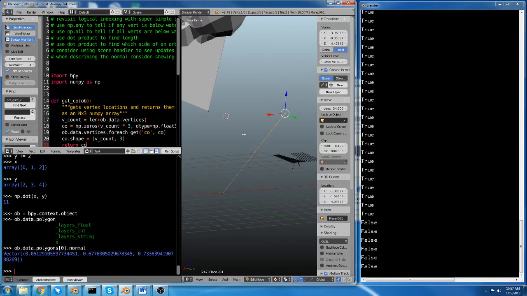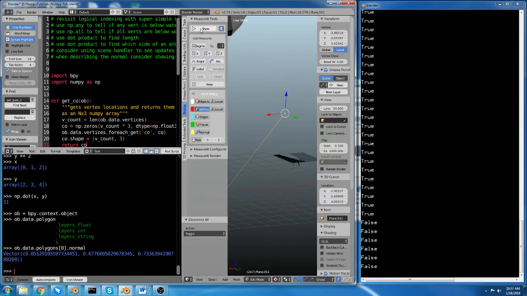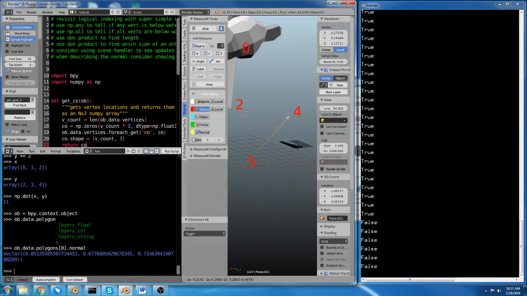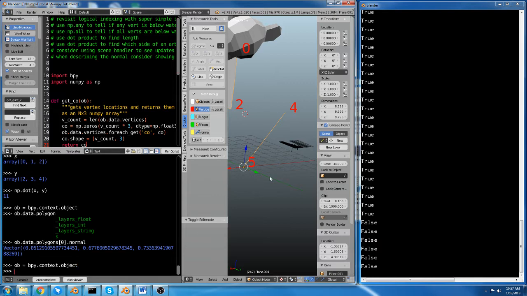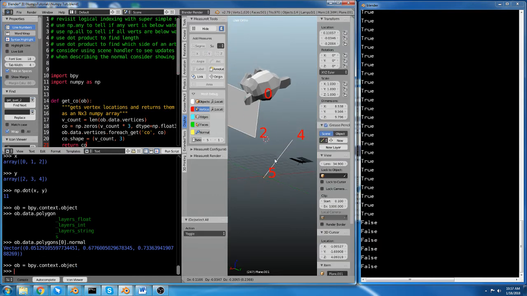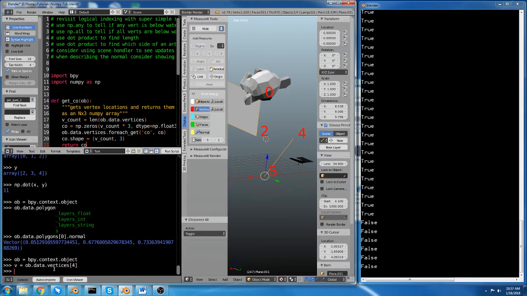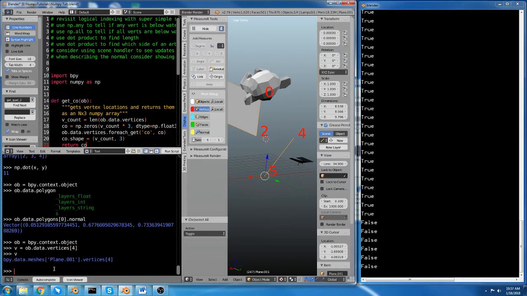So I have my measure it tool. I think I showed you this before. So I know that this plane, vertex number 4 is the one that I'm looking at. So we're going to do ob equals bpy.context.object again. And now ob is a reference to this object. And I'm going to say v equals ob.data.vertices 4, and now v is this value.